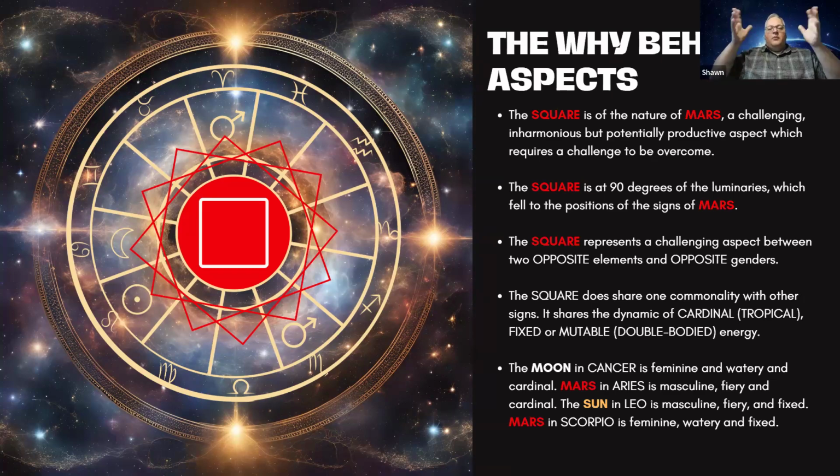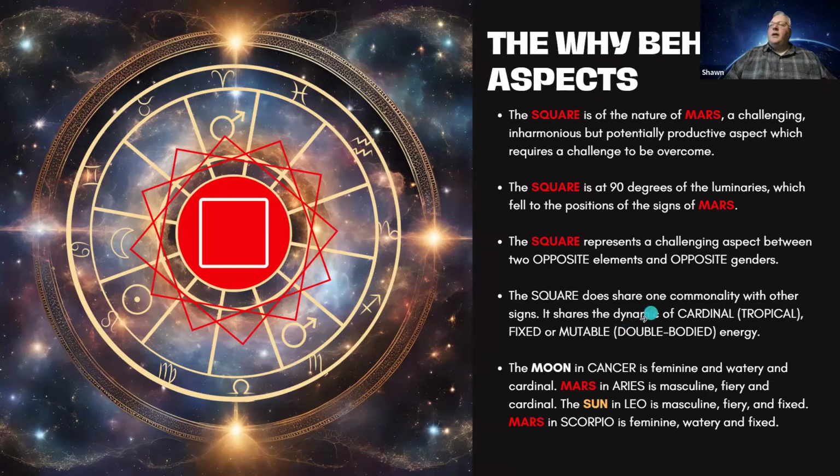It's going to be more objective. The moon, water, is more emotional, more subjective. That's where we see these conflicts. Can they work together? Yes, but it takes some doing. That's the nature of a square.